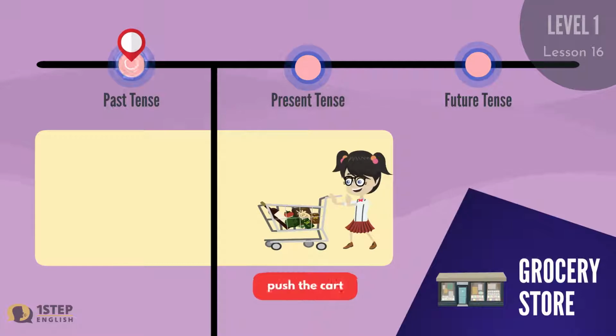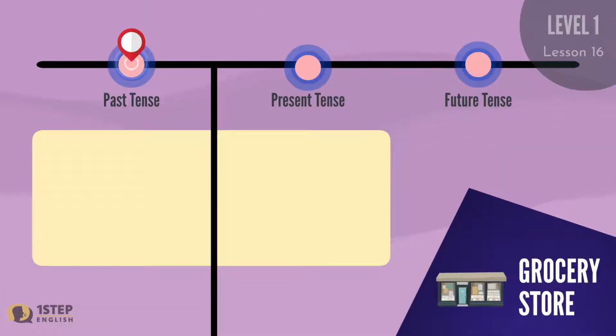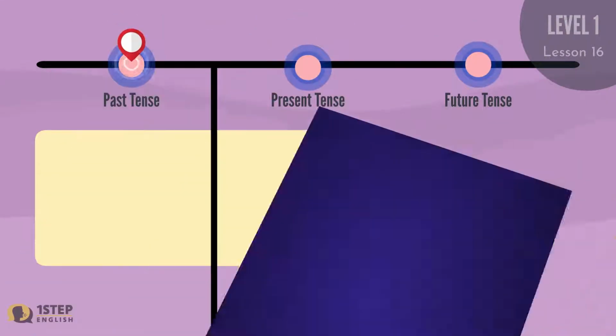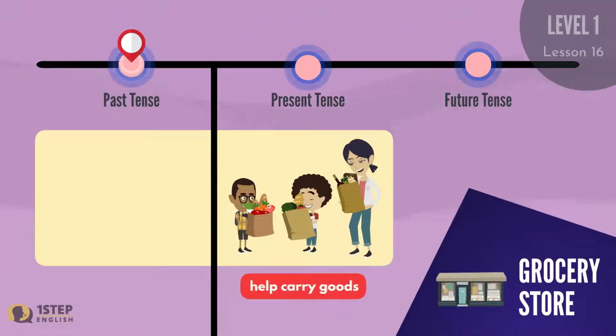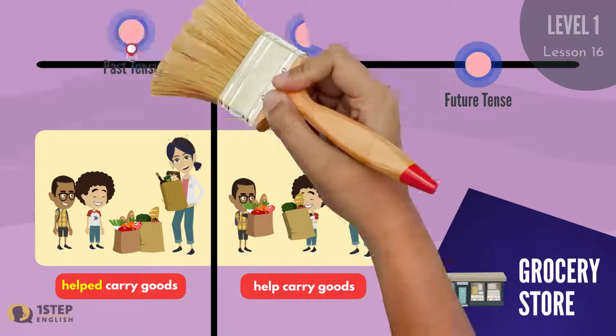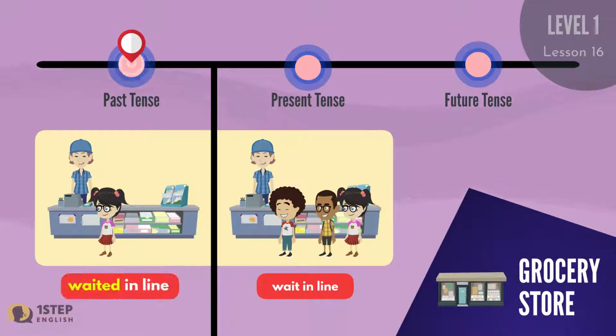Grocery store. Push the cart. Pushed the cart. Grocery store. Look at the stocks. Looked at the stocks. Grocery store. Help carry goods. Helped carry goods. Grocery store. Wait in line. Waited in line.